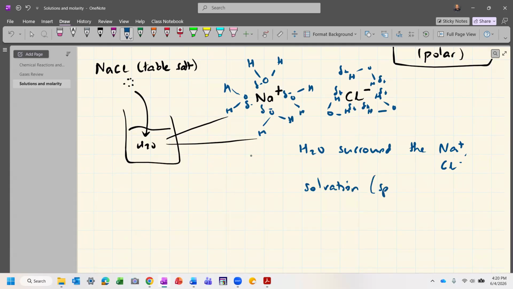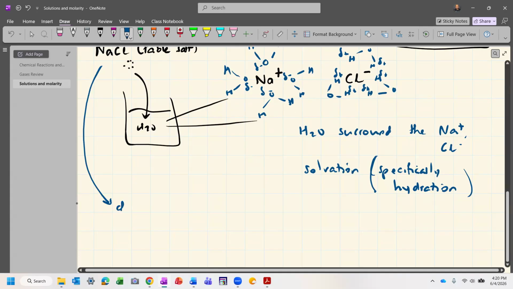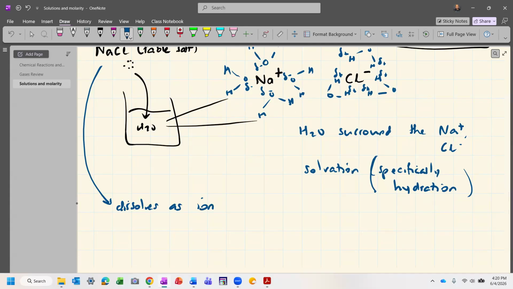Specifically, solvation is surrounding the solute with solvent particles. When that solvent is water, then it's called hydration, because we're using water to solvate the ions. What this means is that now you have ions in solution. So when NaCl dissolves, we have Na plus and we have Cl minus.